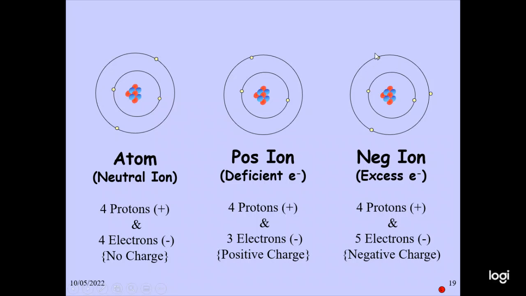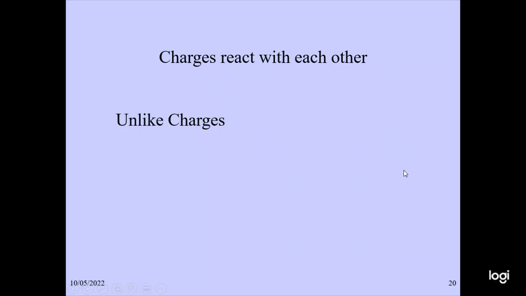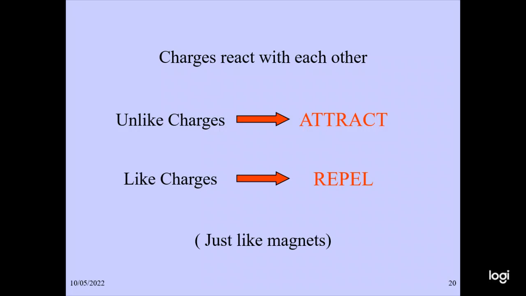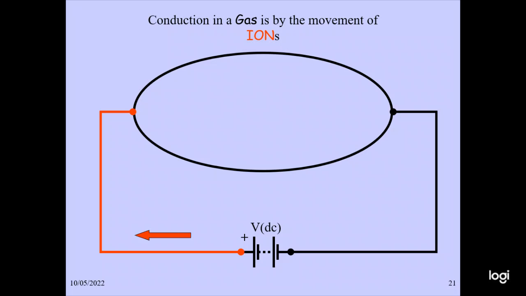Negative ion means there are more electrons. You can see 5 electrons, but only 4 protons. So there will be a negative charge. Charges react with each other. Unlike charges attract. Like charges repel.